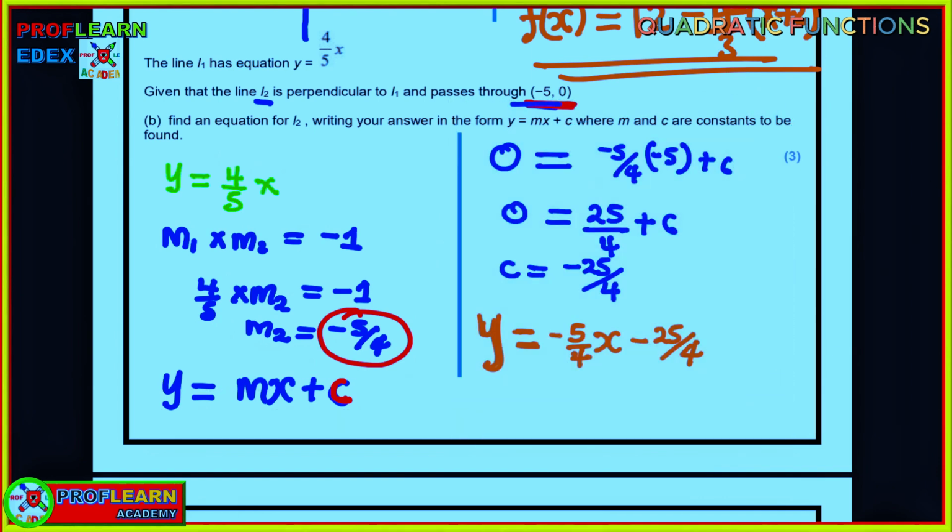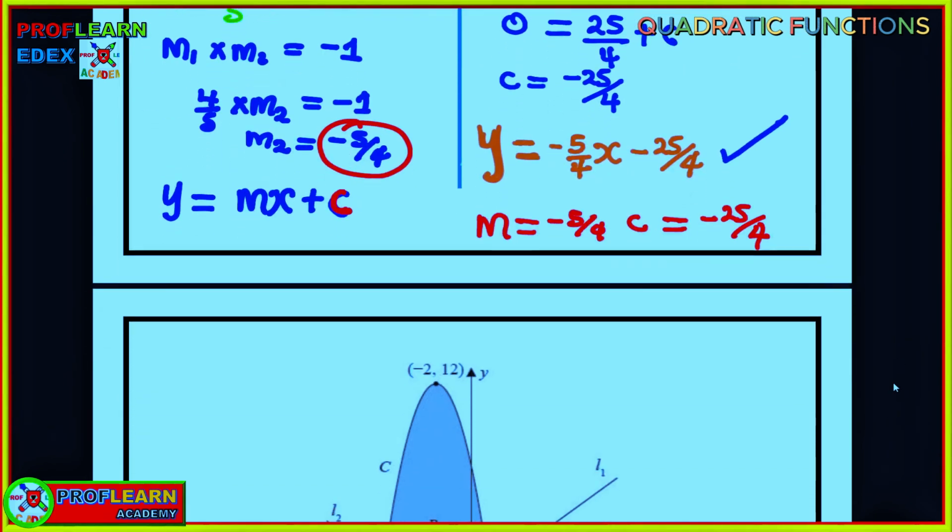And if we look at this question where m and c are constants to be found, we can now say our m is equal to -5/4 and c is equal to -25/4. So which implies that our equation for that is here.